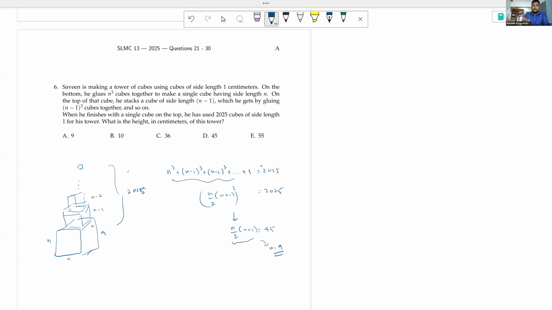So this is 9, this is 8, 7, 6, up to 1. So that would be the sum of all integers from 1 through 9. So the answer is 45.